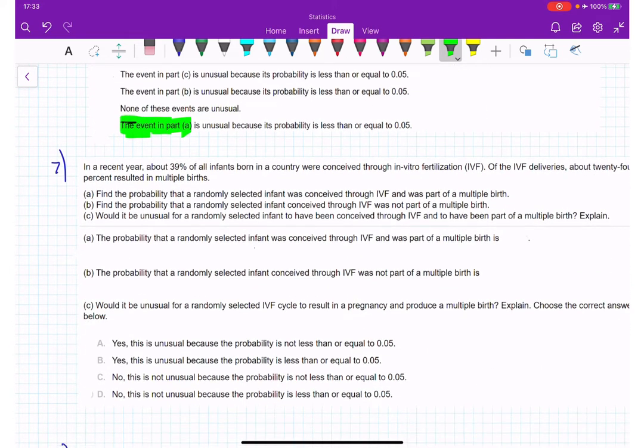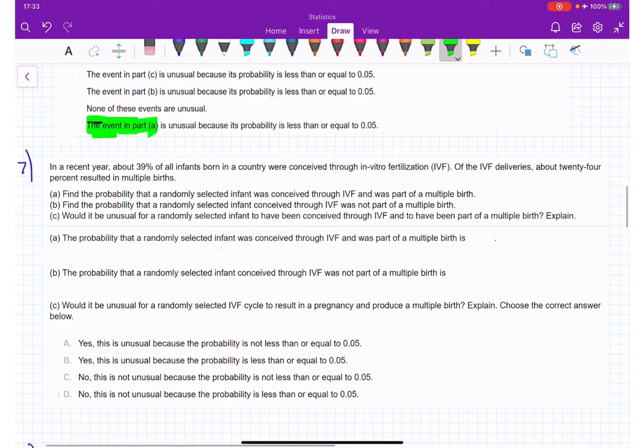Okay, question number seven. In a recent year, about 39% of all infants born in the country were conceived through in vitro fertilization. And about 24% resulted in multiple births. Okay, so let's find out question A. Find the probability that the randomly selected infant was conceived through IVF and was part of a multiple birth.